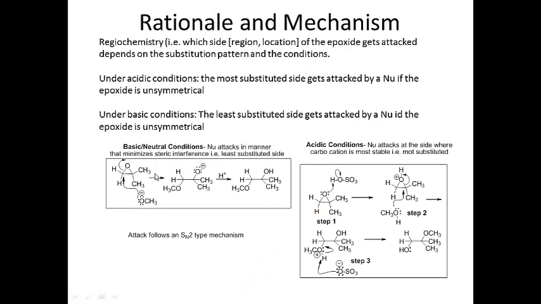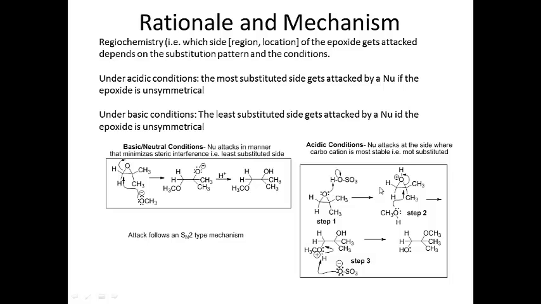All right, so here are the two mechanisms for how that happens. And again, under acidic conditions, the most substituted side gets attacked by the nucleophile, and under basic conditions, the least substituted side gets attacked by the nucleophile. This follows an SN2 type mechanism, where you have backside attack of your nucleophile at the carbon-oxygen bond. Then you break the bond to get here, and then you have a proton source. In a second step, you will just add an acid or water to protonate here and give you your alcohol.